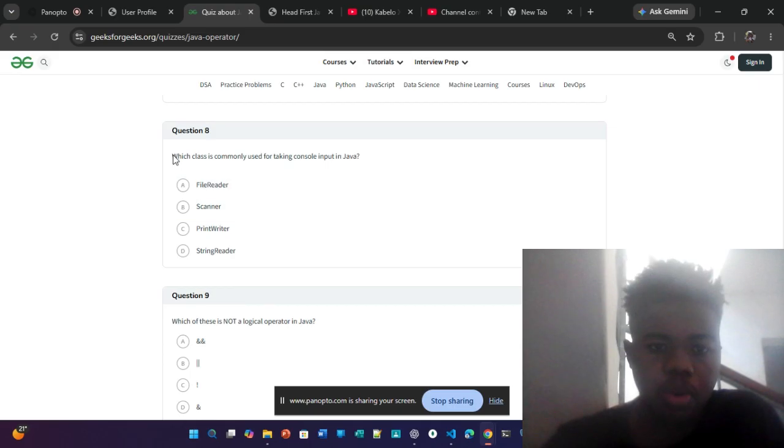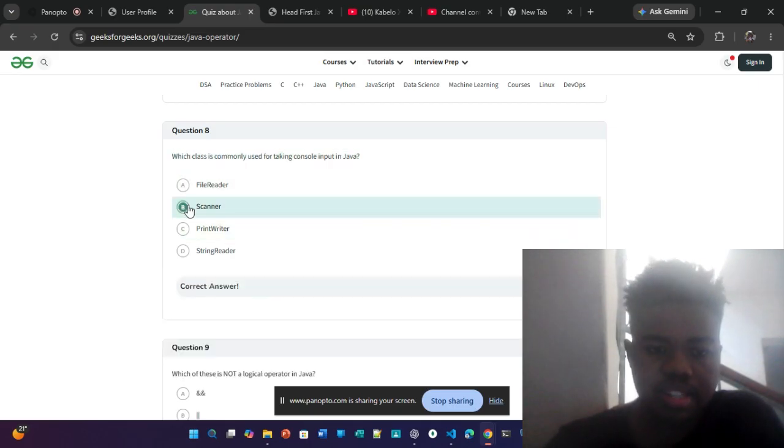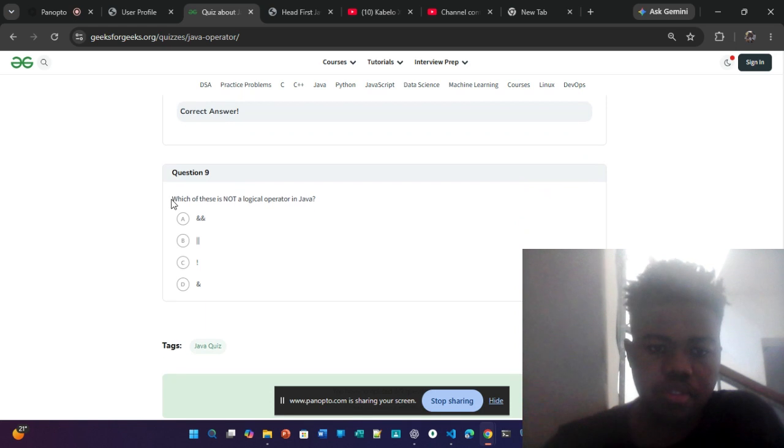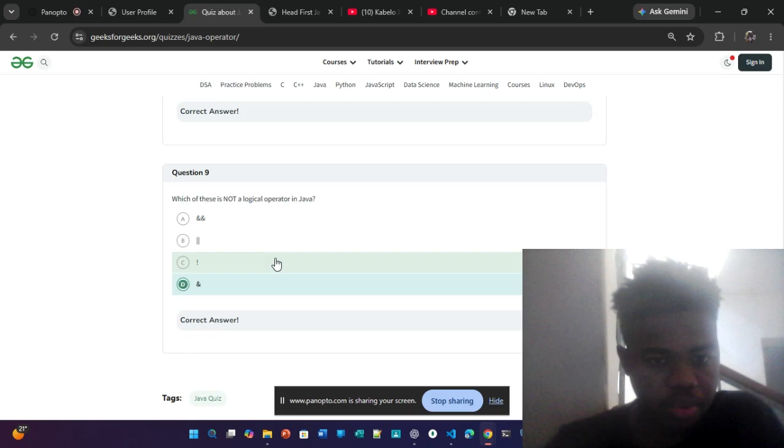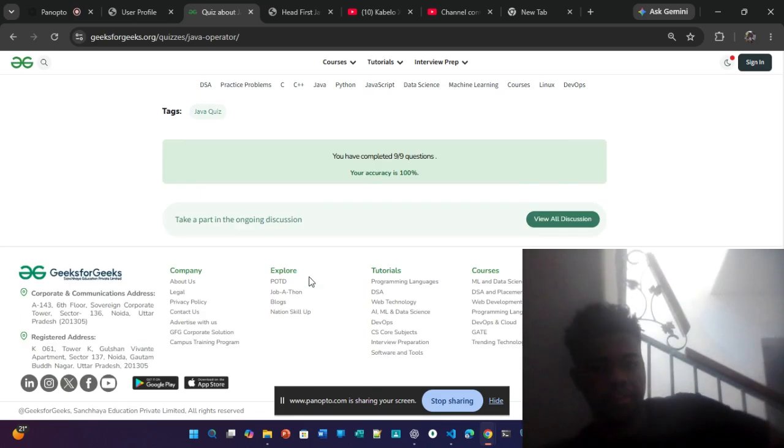Which class is commonly used for taking console input in Java? Scanner. Which of the following is not a logical operator in Java? You know that.